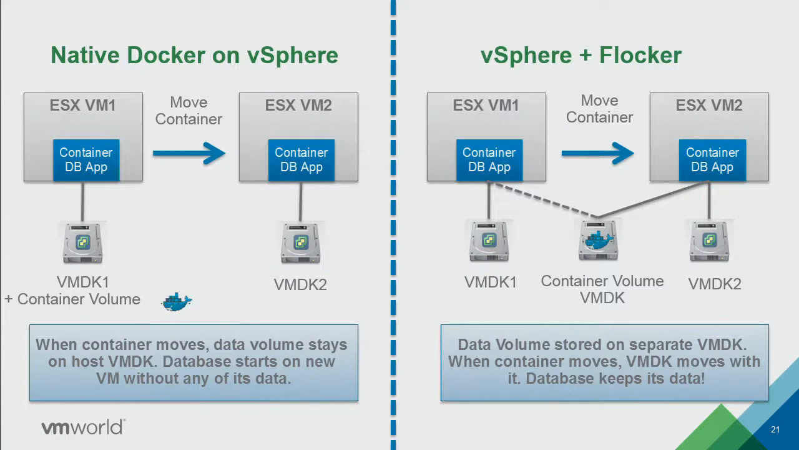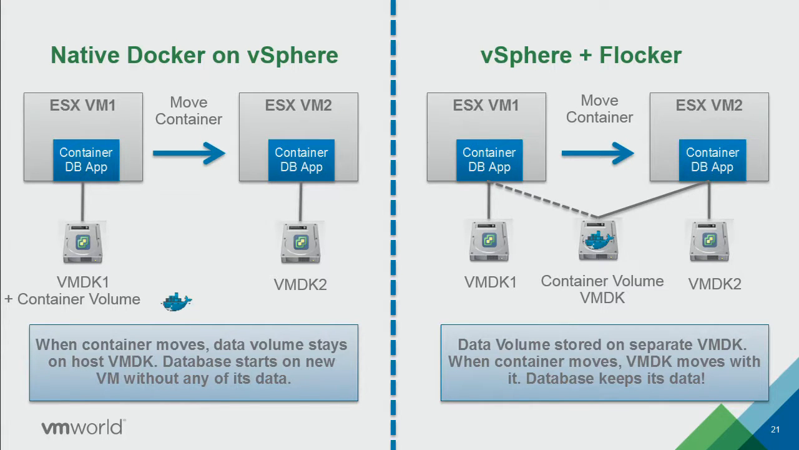Oh, and just a quick piece of how this actually works architecture-wise in vSphere. So again, if you're running native Docker on vSphere today, you can create a container volume on the local VMDK for a given VM. So right now, let's assume that there's a containerized database application, maybe it's MySQL, that's running on ESX VM1, and then the VMDK1 that's attached to that VM1 will contain the container volume. However, as soon as you move that container database app to VM2, you've now lost your container volume because it's still sitting back on VMDK1. So your database starts without any of its old data, and someone's going to yell at you.